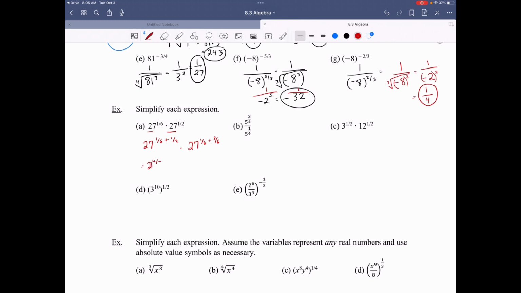which reduces, sorry, that's written horribly. Let me just make it look nicer. 27 to the 4/6, which reduces to 27 to the 2/3. From here, we're going to do what we were doing before and simplify it further. So 27 squared and the cube root. The cube root of 27 is 3, so the answer is 3 squared, which is equal to 9.